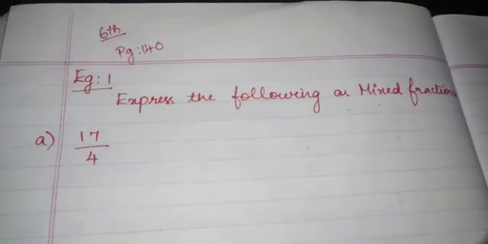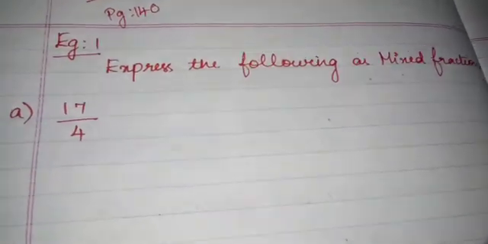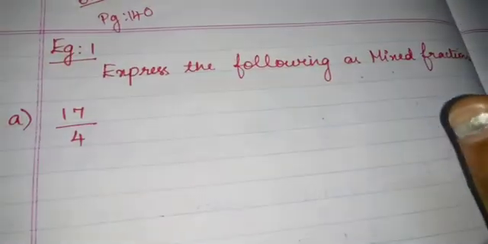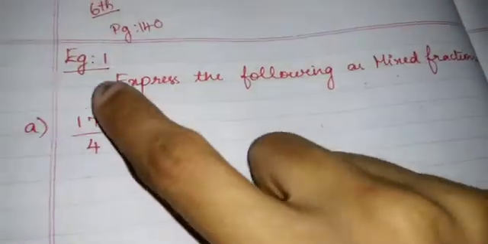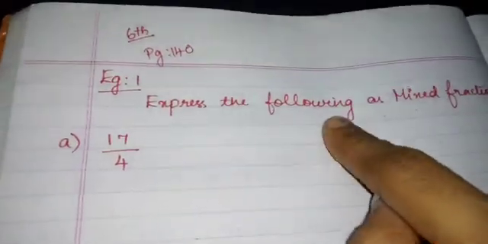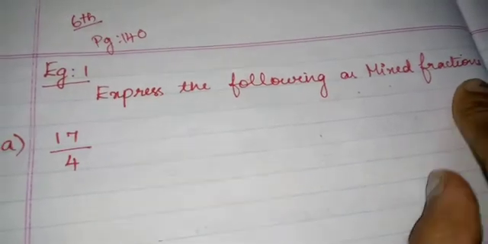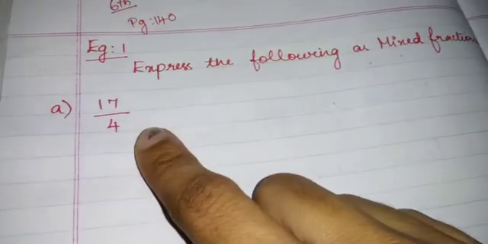Next we are going to discuss example number 1. We can discuss the topic of fractions on a number line in the exercise problem. Okay, before that we can deal with this problem. Example number 1. What is the question? Express the following as mixed fractions. We are going to express the given fraction as a mixed fraction.